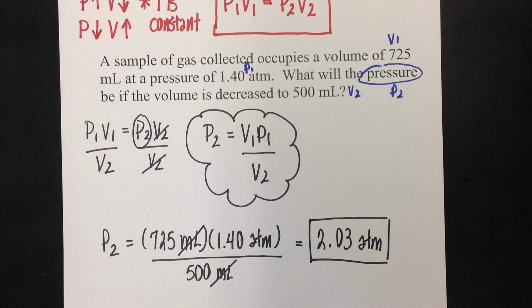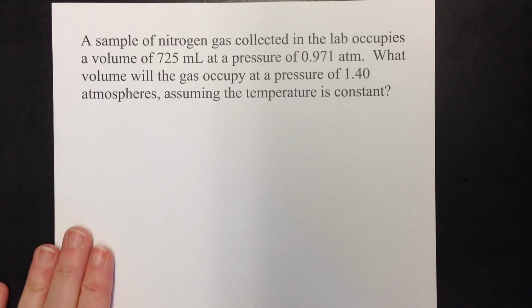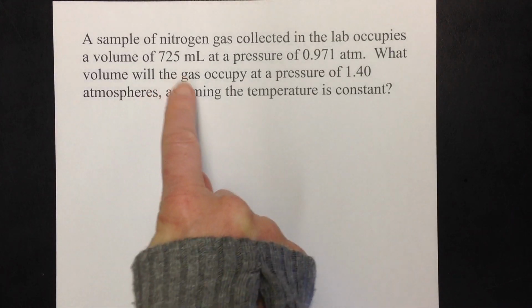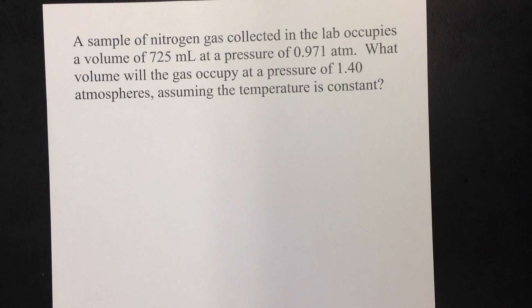We're going to do one more example of Boyle's Law for this video. So let's take a look at the next one. We're going to do the exact same process that we just did. A sample of nitrogen gas collected in the lab occupies a volume of 725 milliliters at a pressure of 0.971 atmospheres. So I know I've got a volume and a pressure, and those go together. That "at" is kind of a key word for me right there. What volume will the gas occupy at a pressure of 1.4 atmospheres, assuming the temperature is constant?